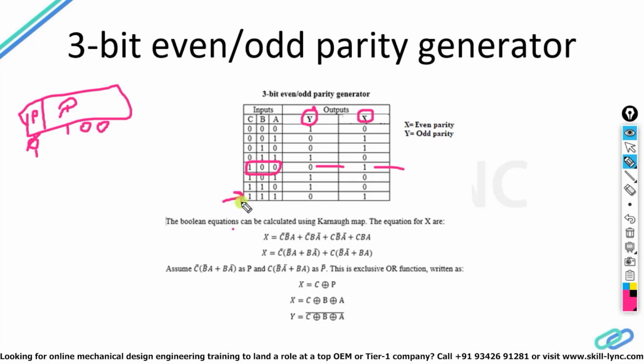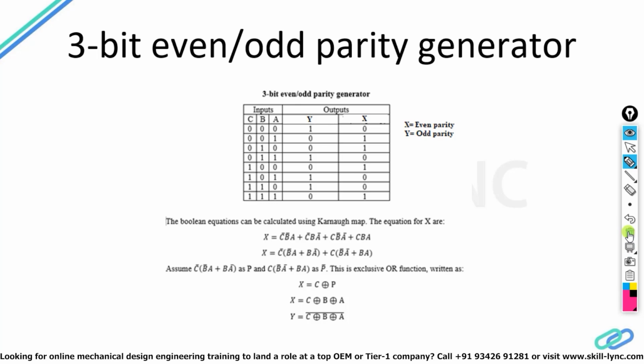Similarly, 111. In 111 the number of ones is 3, and 3 means it is odd. So if someone says generate the odd parity, it is already odd, so just put 0. For even, just put 1 from your side. So for odd parity or even parity, you check the number of ones. If it is satisfying the condition, then put 0. But if it is not satisfying the condition, then put 1.